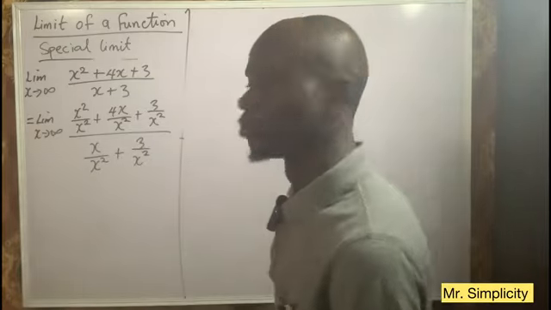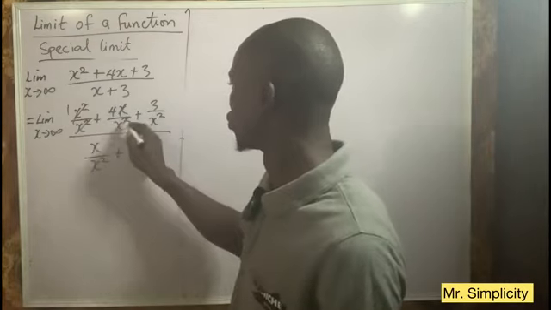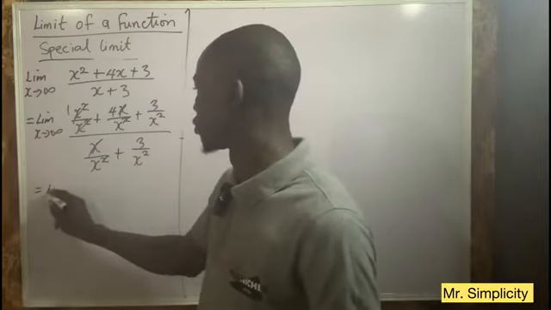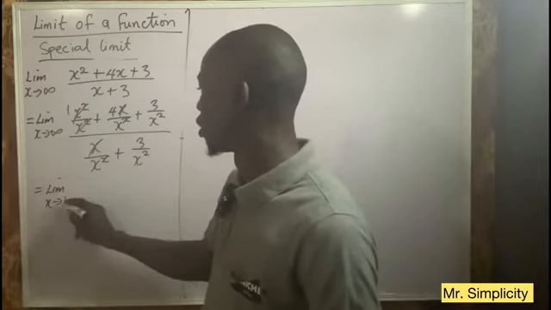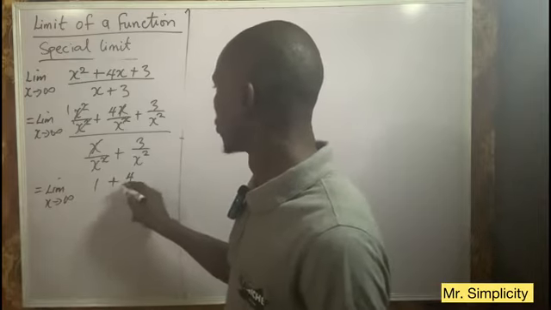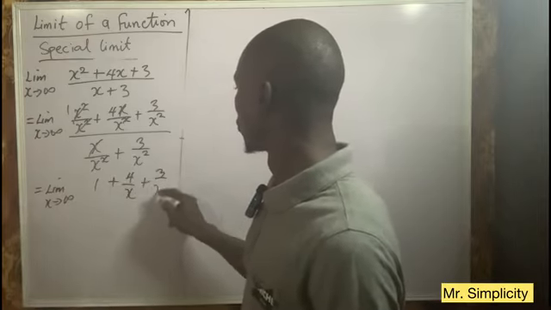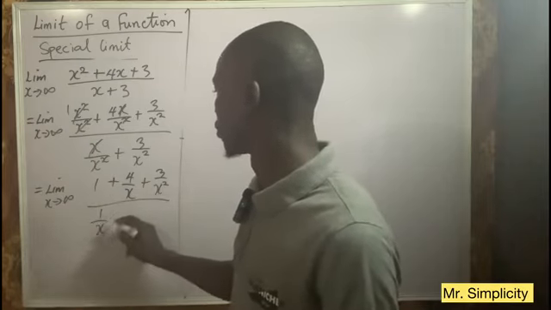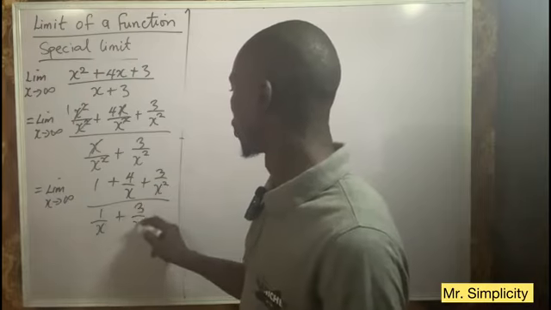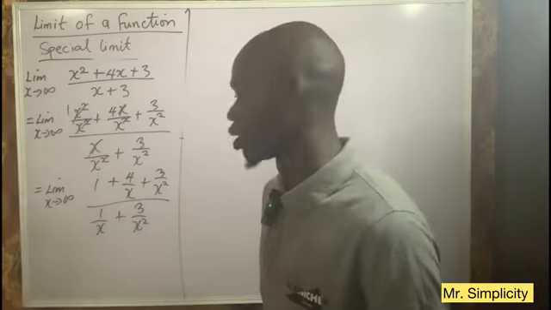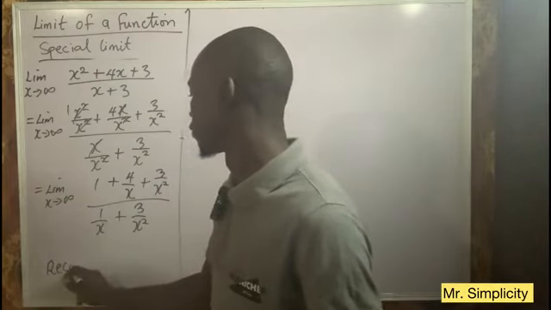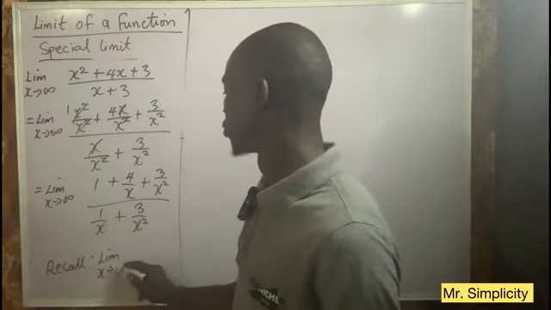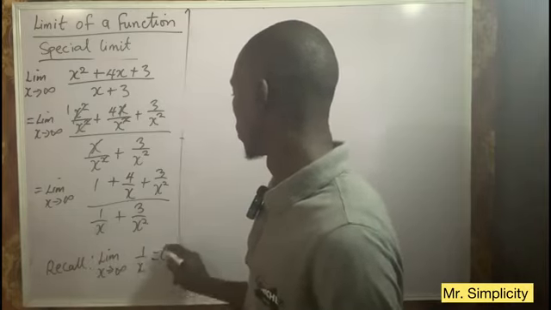So the procedure remains the same. X squared is gone, 1, x into x squared is just x. So what I have left is limit as x tends to infinity 1 plus 4 over x plus 3 over x squared over 1 over x plus 3 over x squared. Okay, so now if we recall, we're going to say limit as x tends to infinity 1 over x is 0.